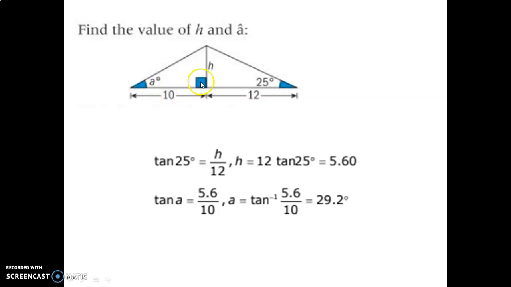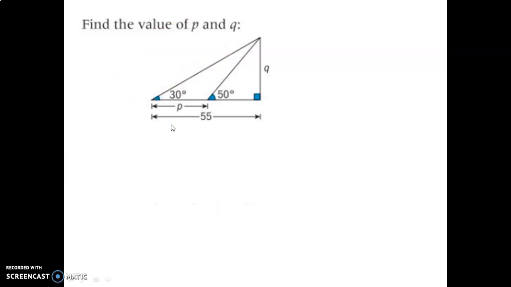The point is we always need two parts in a right triangle to be able to use trig. And in the beginning here, we only knew one portion or one side, but once we got that H, we knew two things about that triangle. All right, how about this one? We're looking for P and Q.